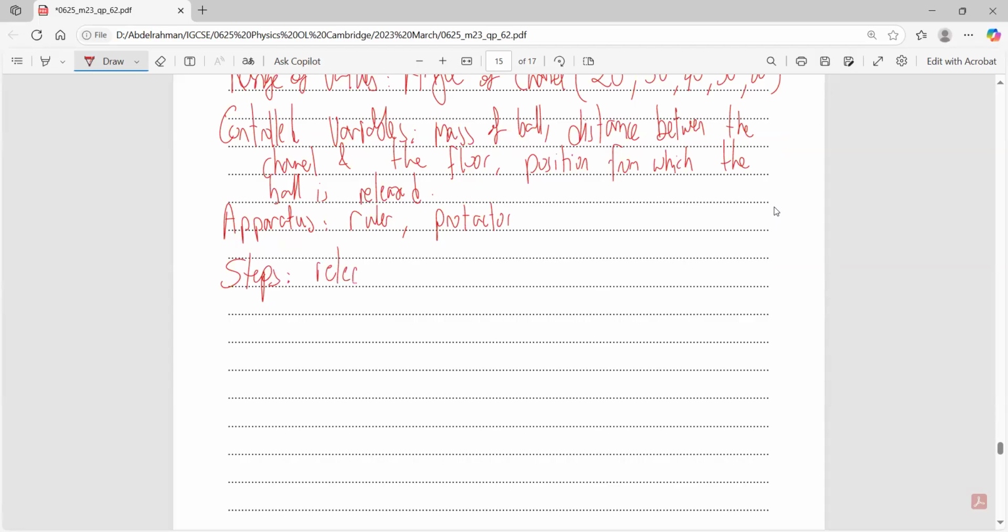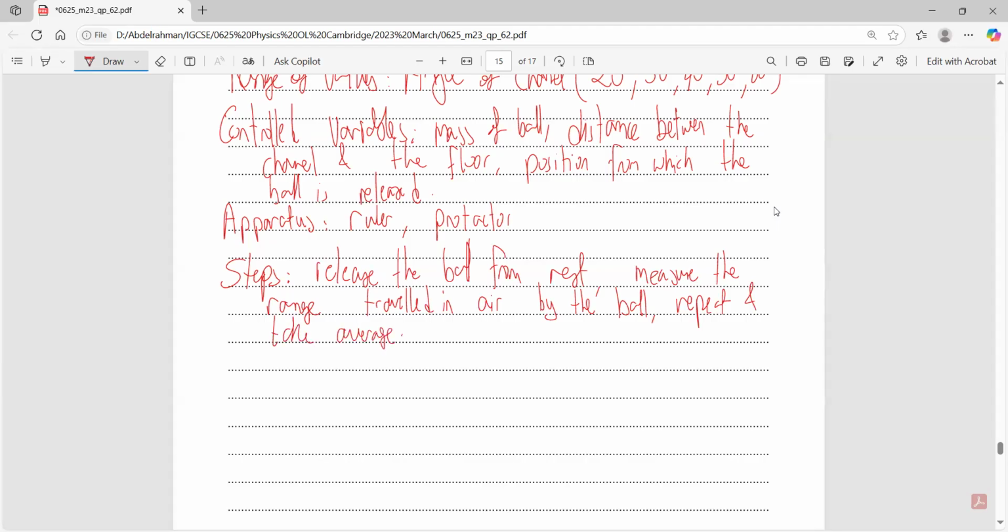Release the ball from rest. Do not push the ball, release the ball from rest. Measure the range traveled in air by the ball, and then repeat and take average. We don't have that many steps for this question. It's a very simple question. Just set the ball, release the ball. Do not push the ball.